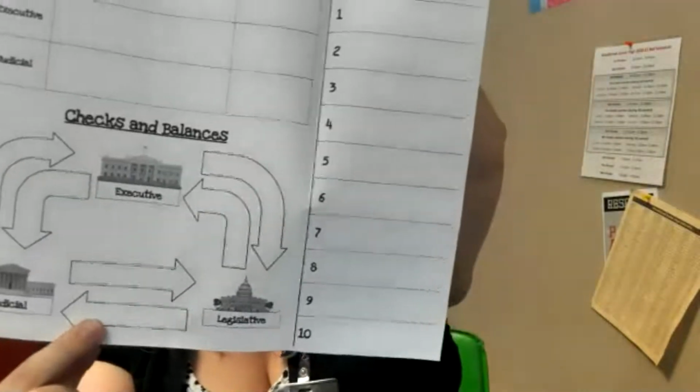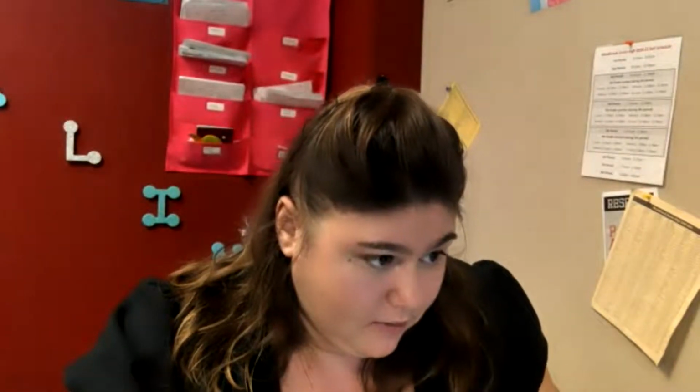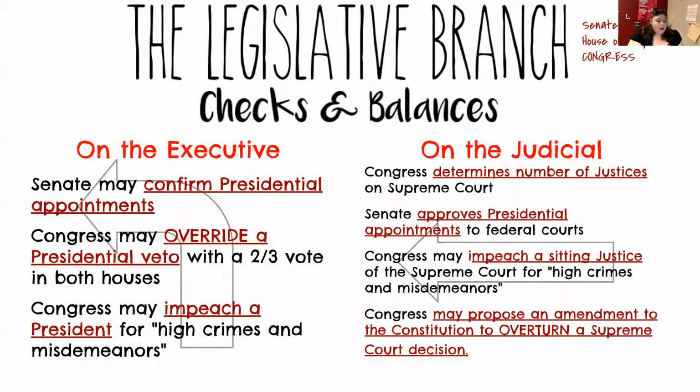You're going to be writing down things that say: determines the number of chief justices, approves presidential appointments, impeach a sitting justice, may propose an amendment to the Constitution to overturn a Supreme Court decision. So the legislative branch can do a couple things to the judicial branch. They can determine the number of justices. What that means is they can say, okay, these are the high judges, they work for the Supreme Court. They can add another.